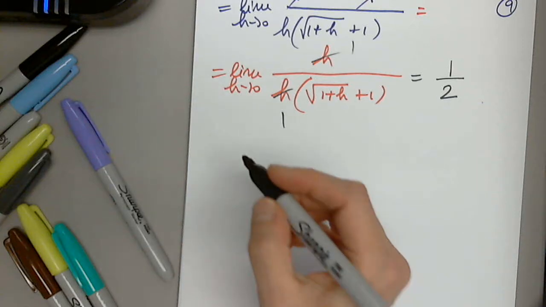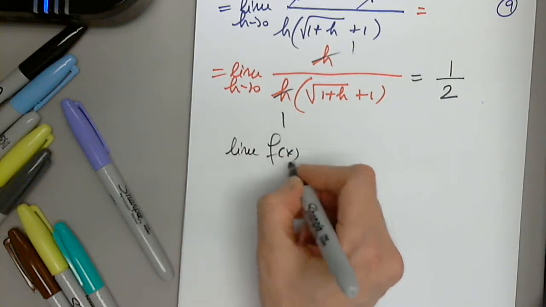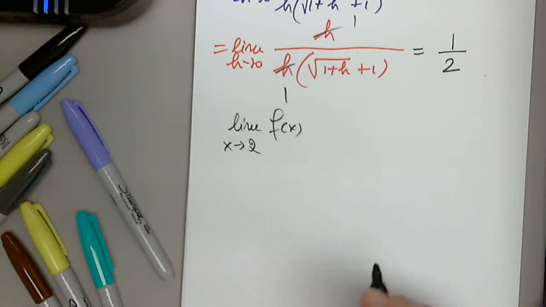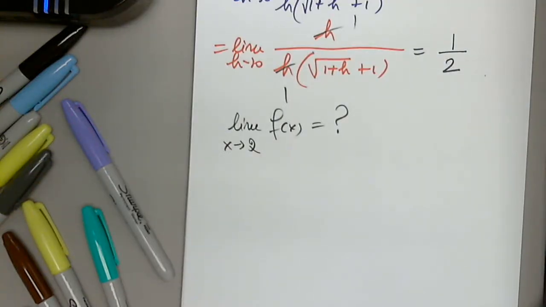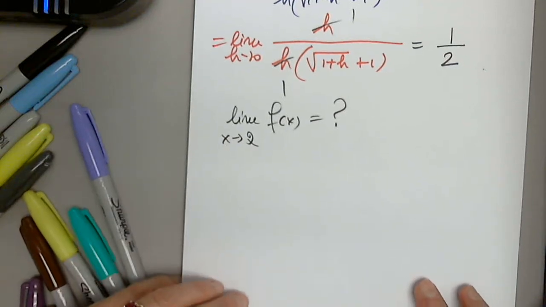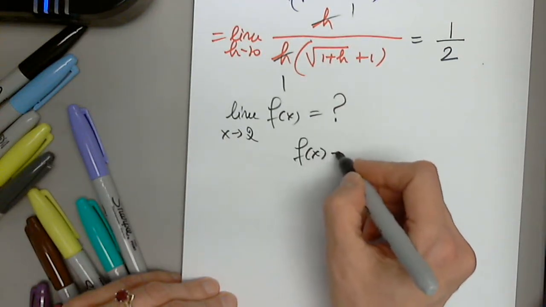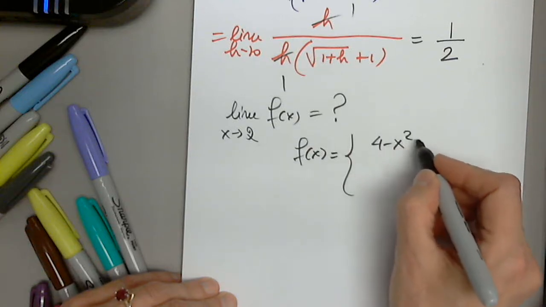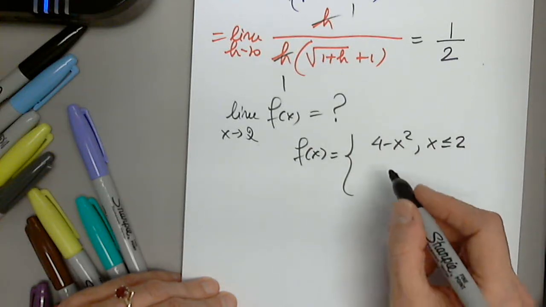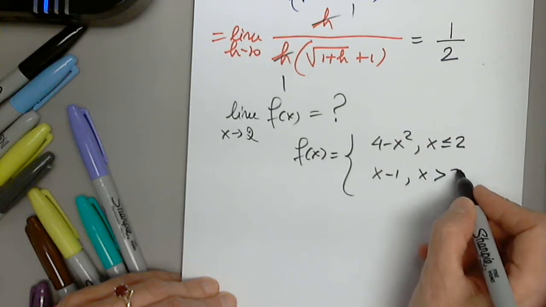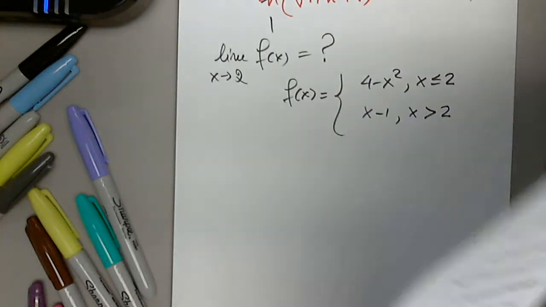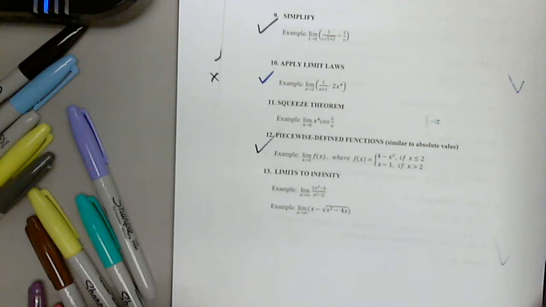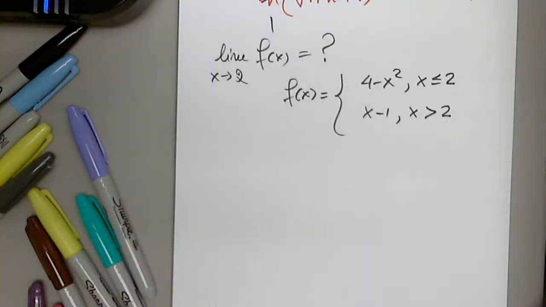Okay, so we're asked to find the limit of f of x as x approaches 2 from either side. That's our question. And we're given f of x equals 4 minus x squared for x less than or equal to 2, and x minus 1 for x greater than 2. What type of function is this? Awesome. Very good. This is a piecewise defined function.